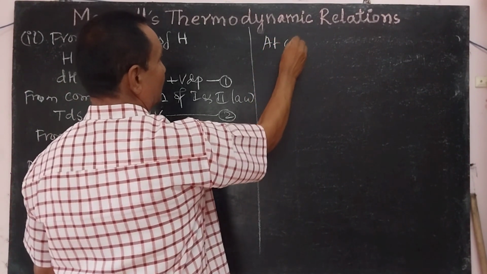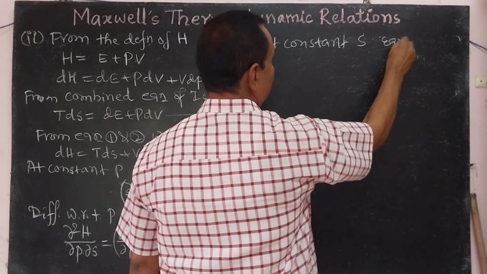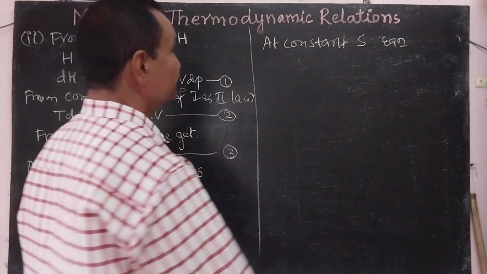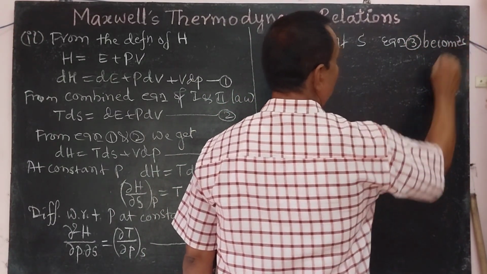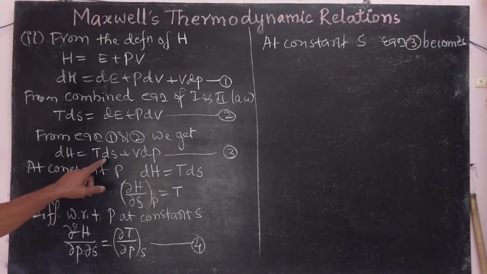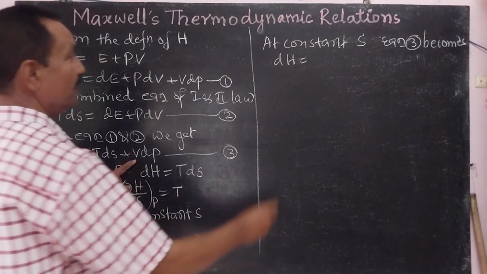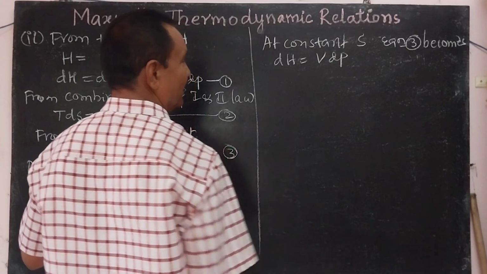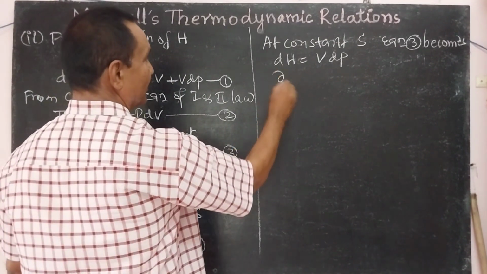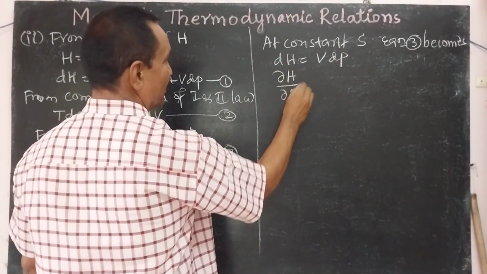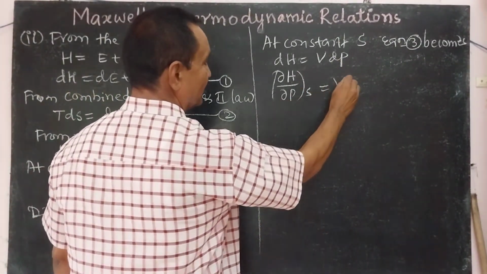At constant S, equation 3 becomes, since S is kept constant, dH is equal to V dP. Now on rearranging we get dou H divided by dou P at constant S is equal to V.